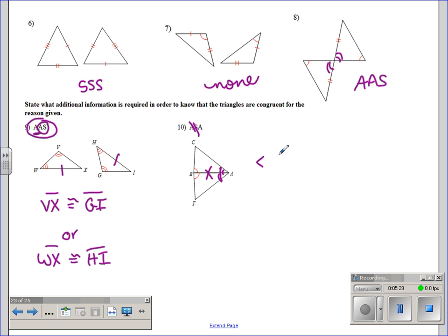So CAB, CAB, and then that would be congruent to TAB, TAB. And that would be enough to prove ASA. So let's jump into the proofs and finish up the podcast.